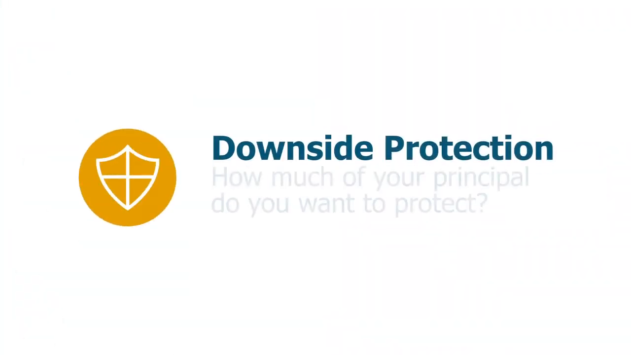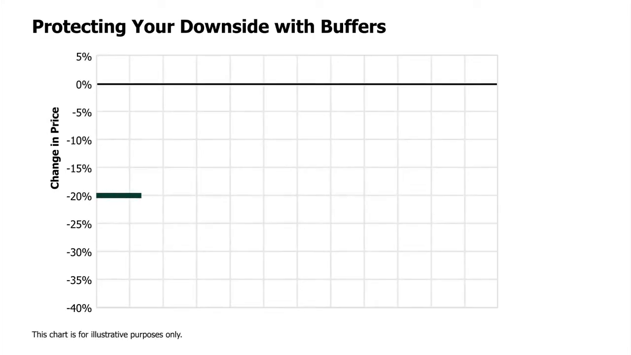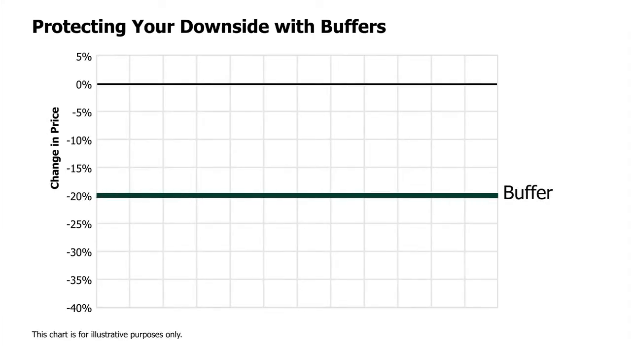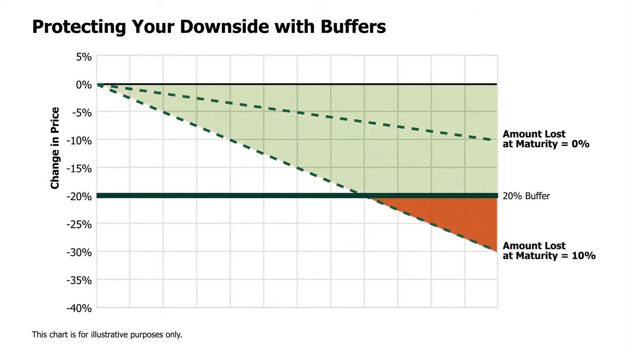How much of your principal do you want to protect? Buffered notes provide downside protection by absorbing losses up to a predetermined level, or buffer, at maturity. For example, if you choose a 20% buffer and the value of the underlier declines by 10%, your losses are covered. However, if the underlier declines by 30%, the first 20% will be covered and you will lose 10% of your principal. Buffers typically range up to 40%.